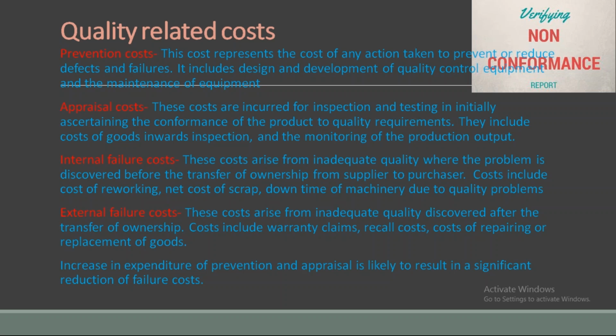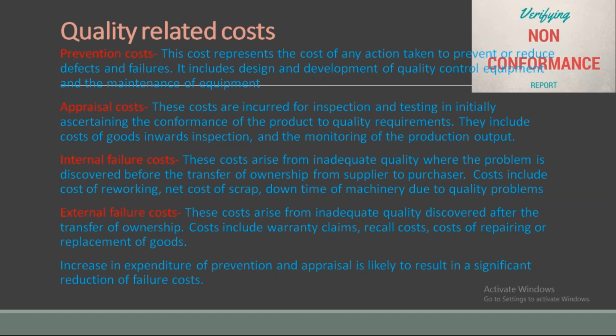If you miss that one, what will happen is the product will go to the market. And once the product goes into the market, that is going to be a huge cost. You have sent the wrong product to the market, then you have warranties and guarantees coming up, and not only that, your reputation will suffer a lot because people will complain that your product is not good. So that is a big cost.